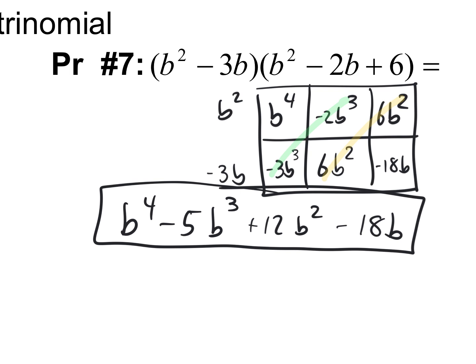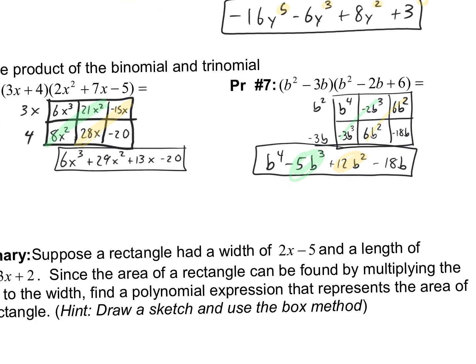Okay, hopefully this is what you got. Here's what I got inside my box. Again, I had these like terms and these like terms, so I add them together here, right? So this became 5b cubed, and this became 12b squared. And that's all I could add together. So there's my final answer. Boom.